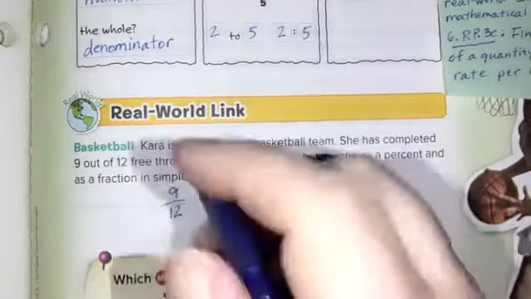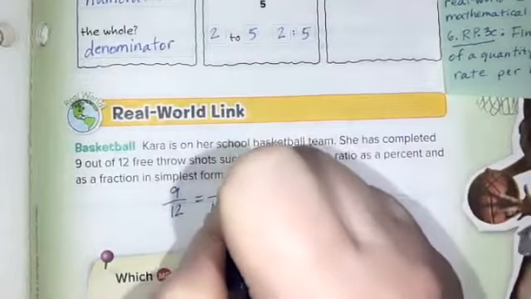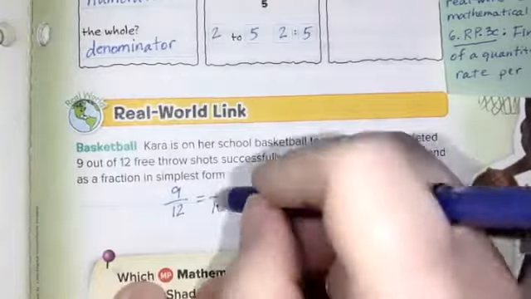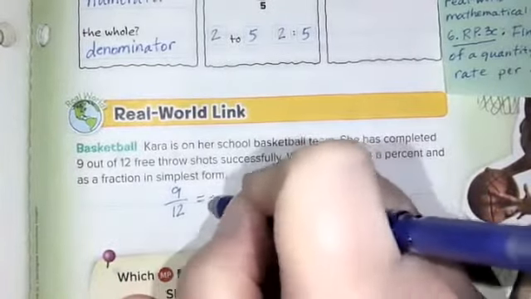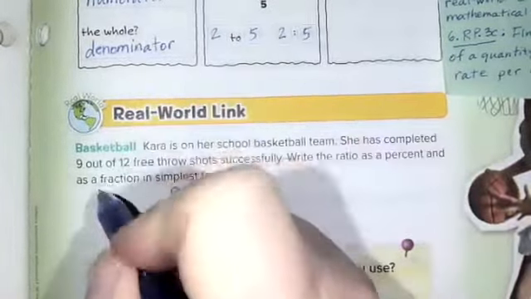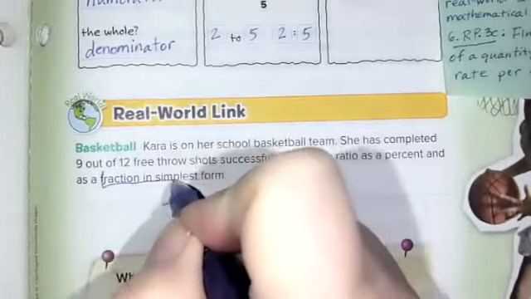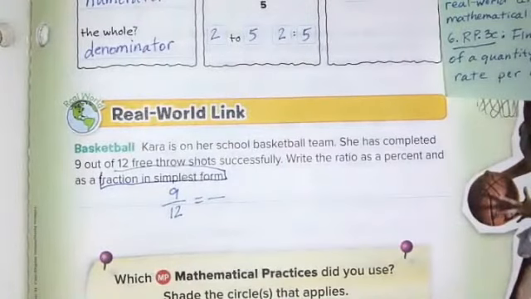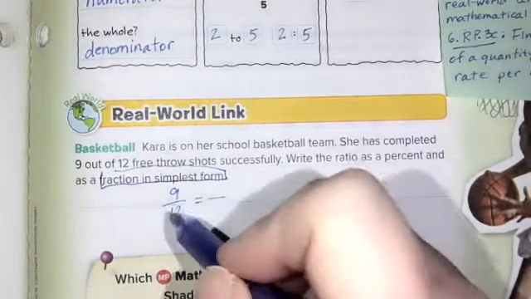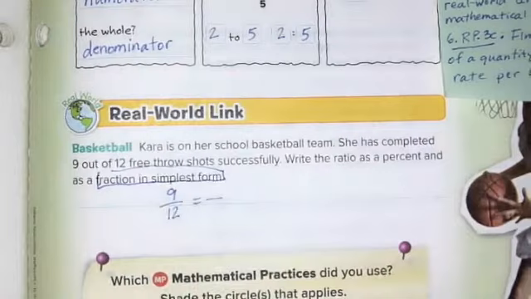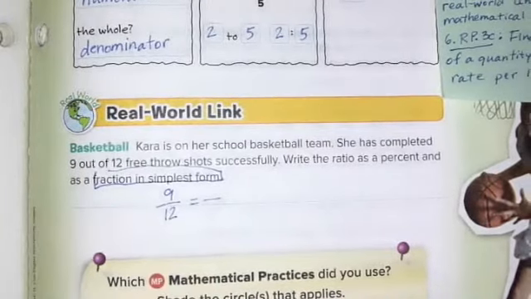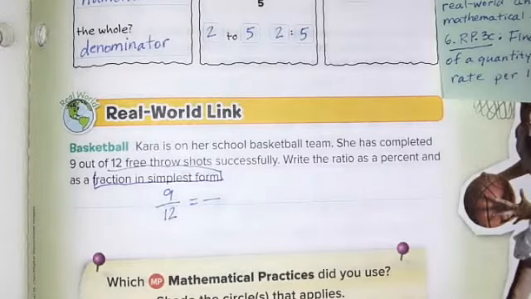So 9/12 doesn't really easily go into a percent. So what I want to do first, as an intermediate step, is simplify my fraction. I'll write the fraction in simplest form first and then try to scale up to 100 from there, and I think that'll work better. So 9/12, well, the greatest common factor of 9 and 12 is 3. They're both divisible by 3. So I can use that GCF of 3 to simplify my fraction.